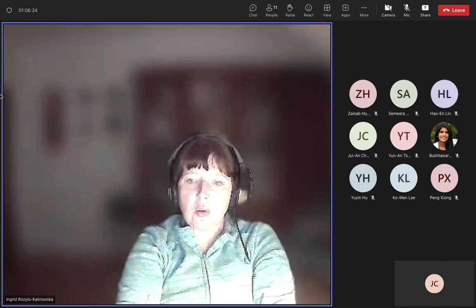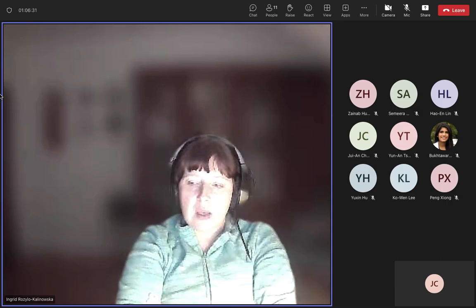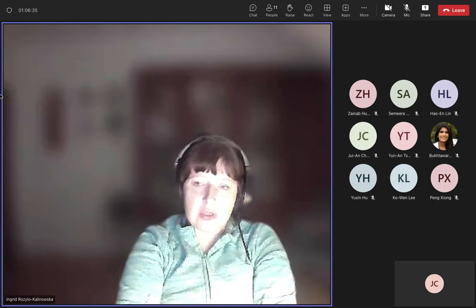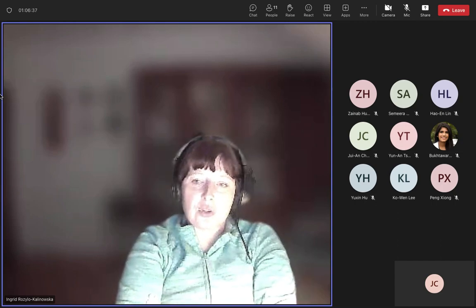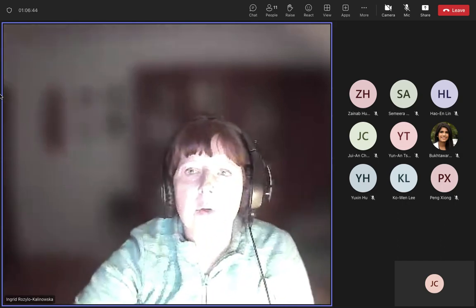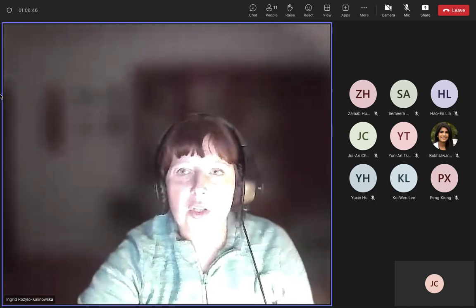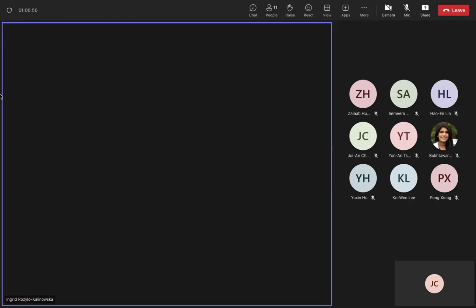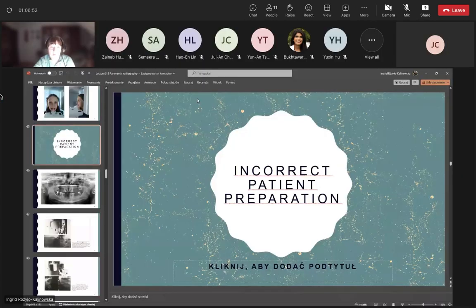Sometimes after trauma, we also use the chin support because if a patient suffers from trismus, an infection after trauma, then he or she will not be able to open the mouth sufficiently to bite on the bite pack. Okay, so now I will come back to my presentation. Hopefully it will also run smoothly.